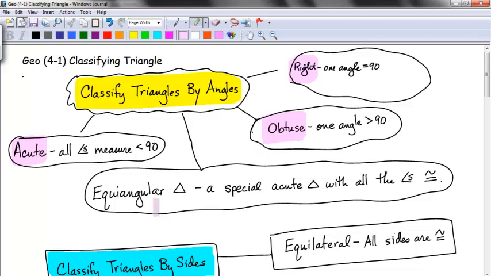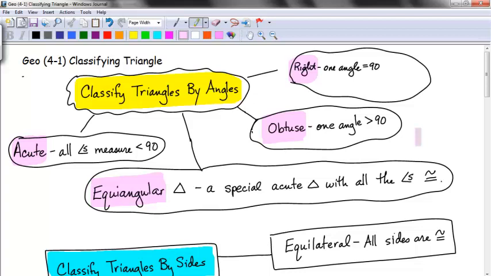And then if all the angles are the same, it is equiangular, the prefix equa meaning equal. So basically each angle would equal 60 degrees. All three are congruent. So we can classify a triangle by the angles, and they are either acute, with all the angles less than 90, right triangle with one angle being 90, an obtuse triangle has one angle greater than 90, and then equiangular means all three angles are the same and they're congruent, so it would be 60 degrees for each one.